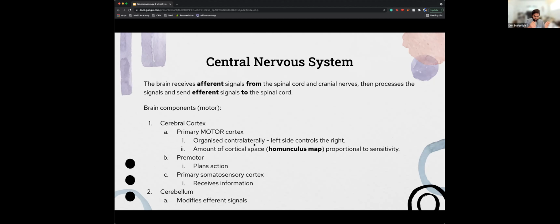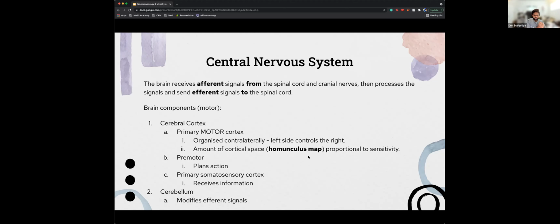And the thing to remember is that the amount of cortical space we have in the primary motor cortex is proportional to sensitivity. In very sensitive areas, and this is outlined really well in the homunculus map, the bigger the cortical space, the more sensitive those regions are. For example, your face has a really big area, whereas your limbs have a proportionally smaller area.